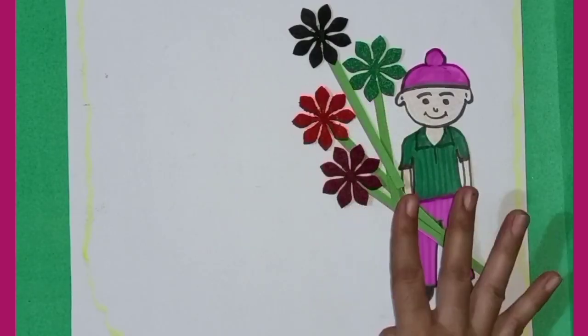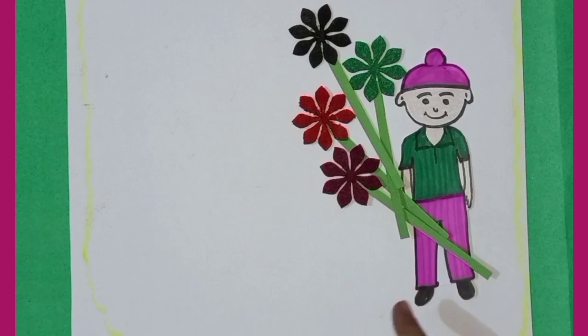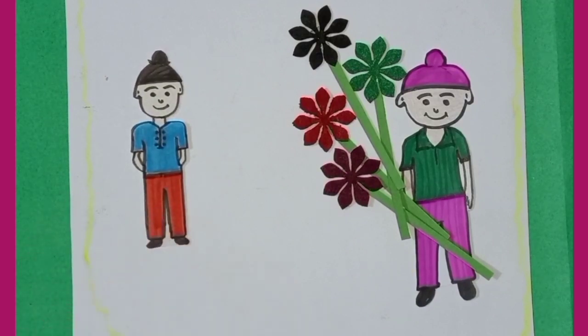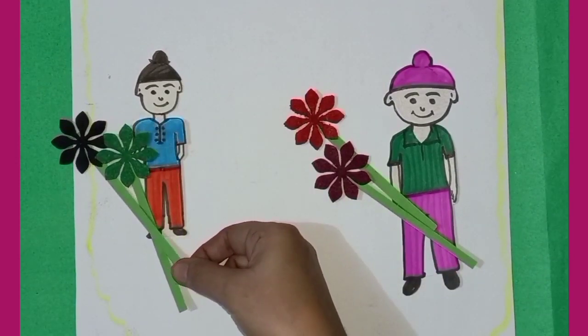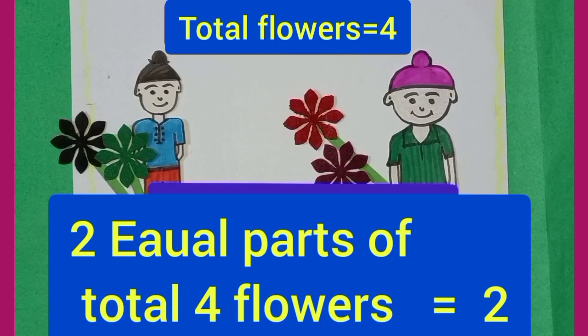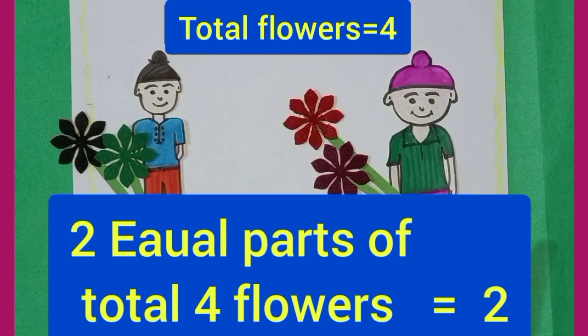Dear students, Hardeep has 4 flowers. He wants to take these flowers to school's annual function. But his friend Sahas came and said, Yaar Hardeep, I don't have any flower. Please give me some flowers. Hardeep is a very good boy. He gave half of the flowers to his friend. So, in this way, now both have equal flowers. Dear students, we learned that half of 4 is 2.